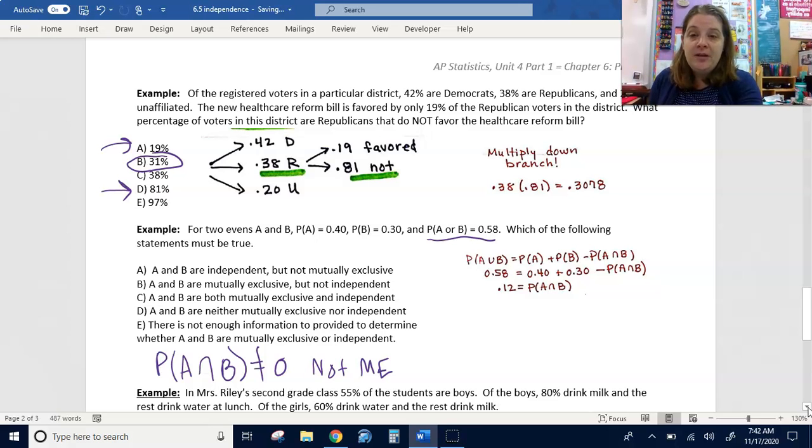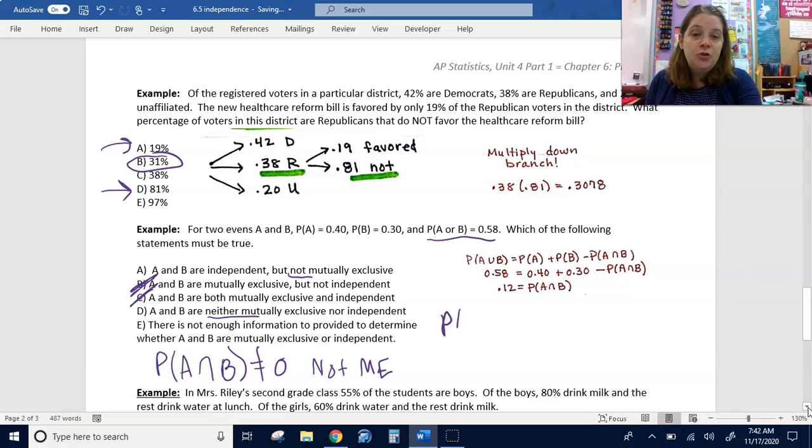Okay, so A and B are independent but not mutually exclusive. Are mutually exclusive, that's a no. Both mutually exclusive, no. Neither mutually exclusive, possibly, or there's not enough information to determine. Well, let's go ahead and see what we think about independence.